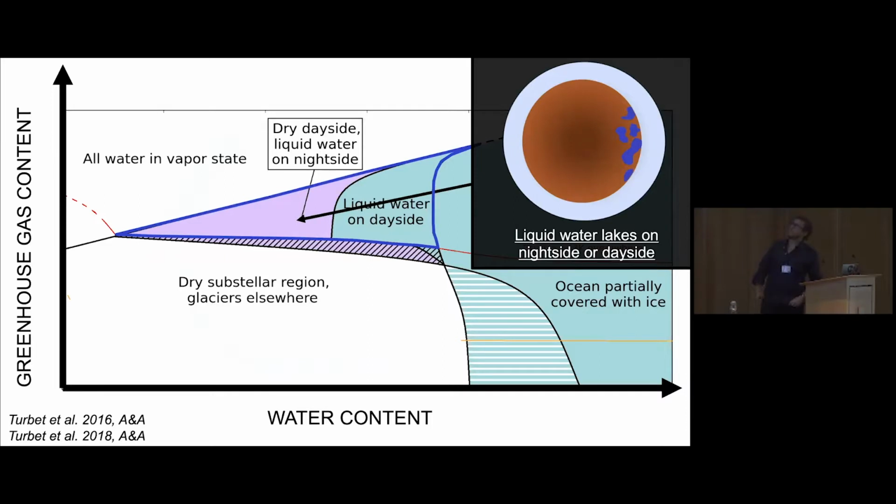The second possible type of climate that you may have is if you have a bit more greenhouse gas, you may be in this specific case, if the topography is right, like having some impact crater lakes on the night side of your planet, to accumulate some liquid water lake on the night side of the planet.